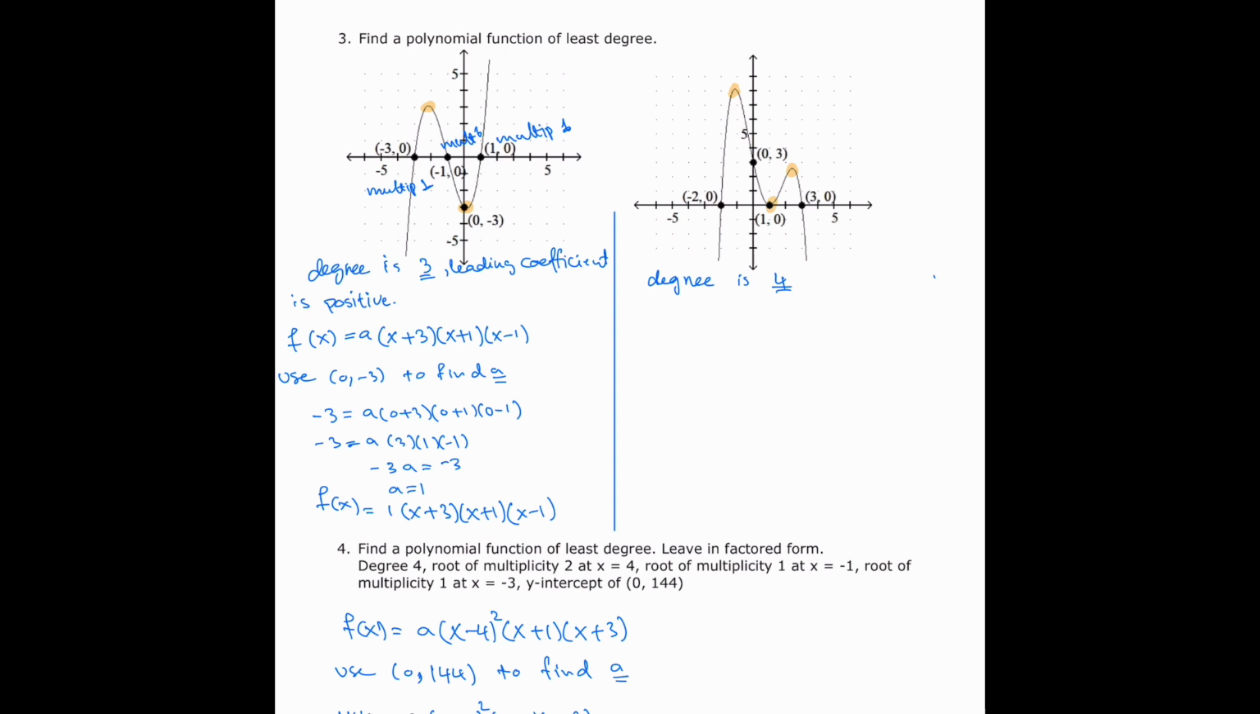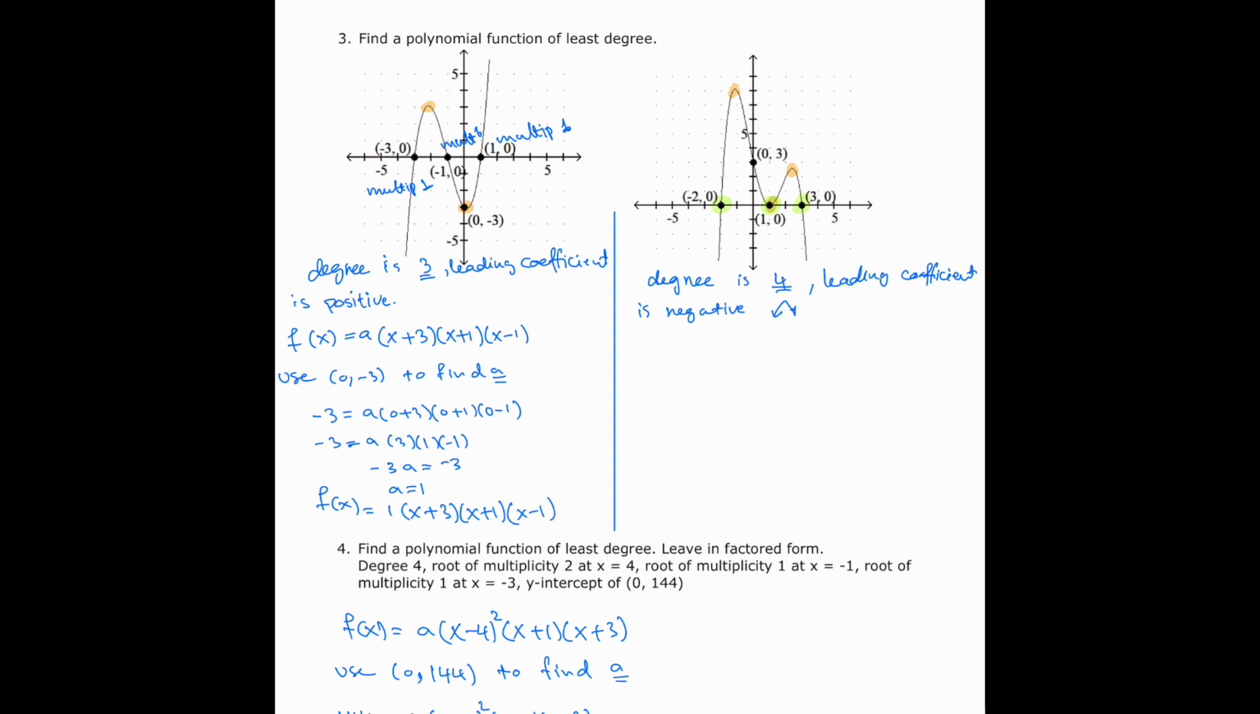Also, you can count the x-intercepts with their multiplicity. So you could say I have 1 and then 2, 3 because that is multiplicity 2 and then 4. So this is how you can find the degree of the polynomial. The leading coefficient in this case is negative because the graph is upside down. So I know that the leading coefficient must be negative.